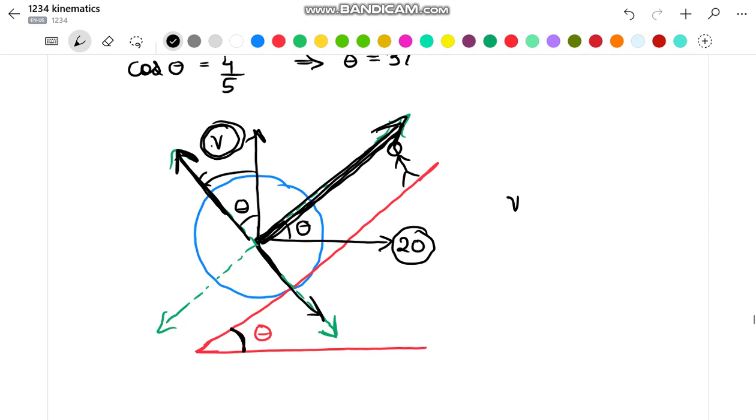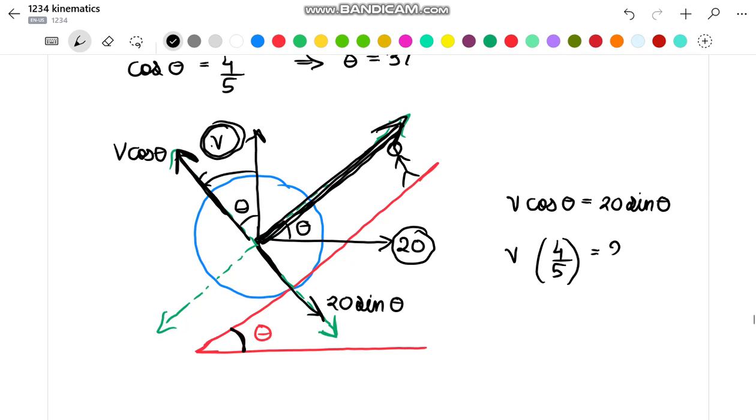Since we want the resultant of these two vectors, v vector and 20, to be along the direction of the wedge or along the slope of the wedge, these two perpendicular components, that is the value of v cos theta and 20 sine theta, should cancel each other. So we can write v cos theta should be equal to 20 sine theta. Now substituting the values of cos 37 degrees and sine 37 degrees, we can find the value of v to be equal to 15 meter per second, which is our desired result for this problem.